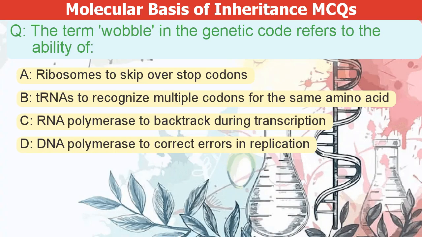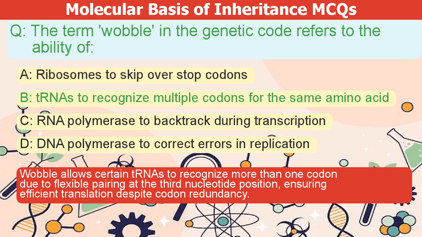The term wobble in the genetic code refers to the ability of: A. Ribosomes to skip over stop codons. B. tRNAs to recognize multiple codons for the same amino acid. C. RNA polymerase to backtrack during transcription. D. DNA polymerase to correct errors in replication. The correct answer is B. Wobble allows certain tRNAs to recognize more than one codon due to flexible pairing at the third nucleotide position, ensuring efficient translation despite codon redundancy.